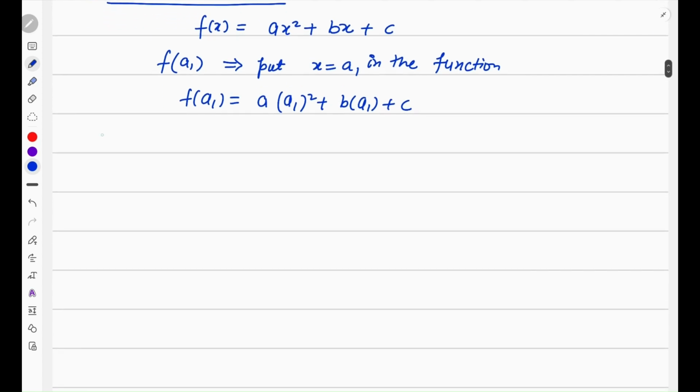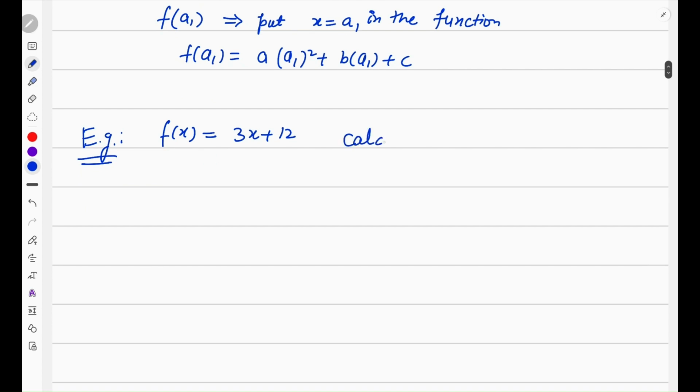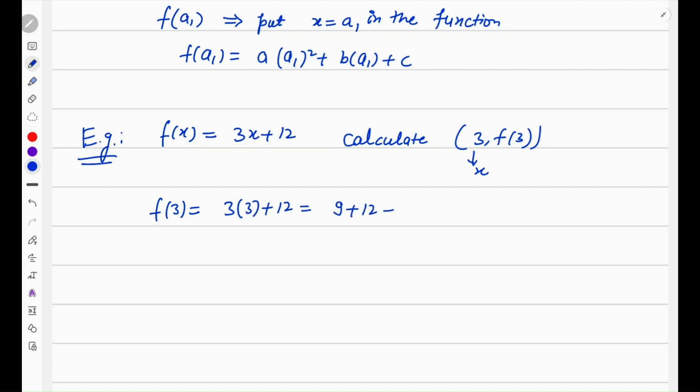Similarly, if we take an example, we have given a function f(x) as 3x plus 12, and we have to calculate the value of f(3). So here 3 is the value of x, so for f(3) it is 3 into 3 plus 12, 9 plus 12 is 21.